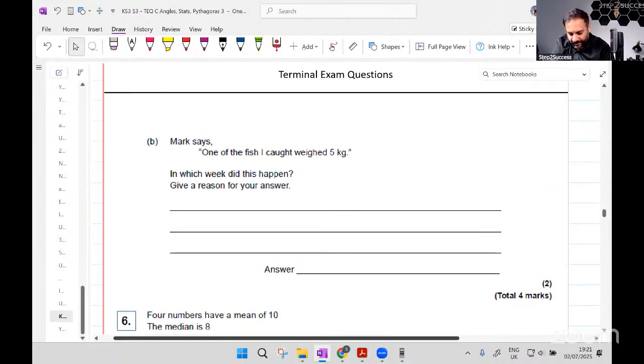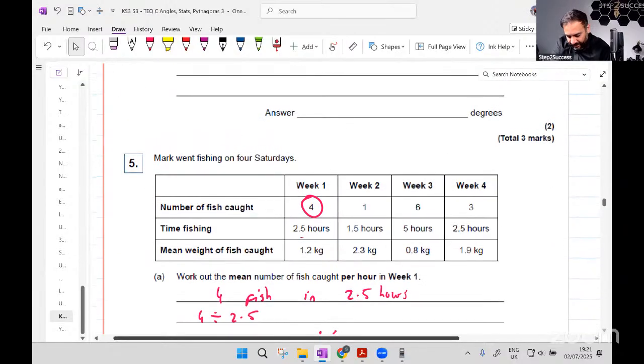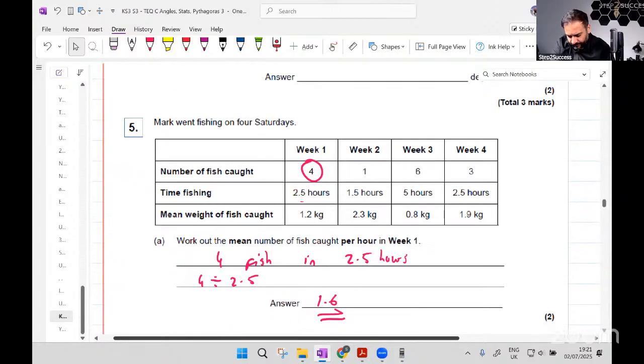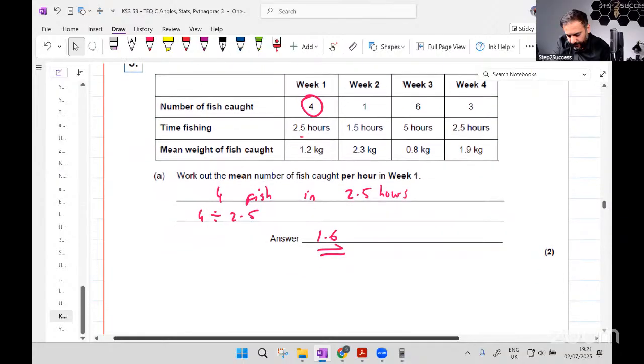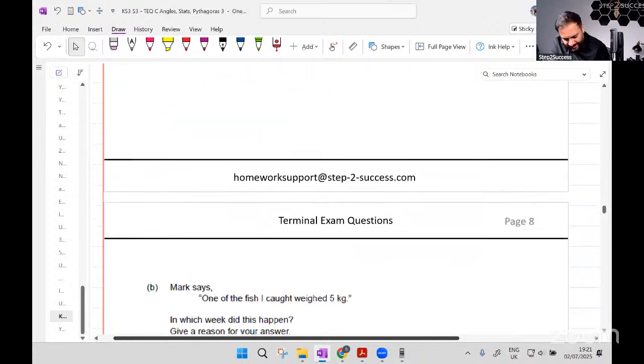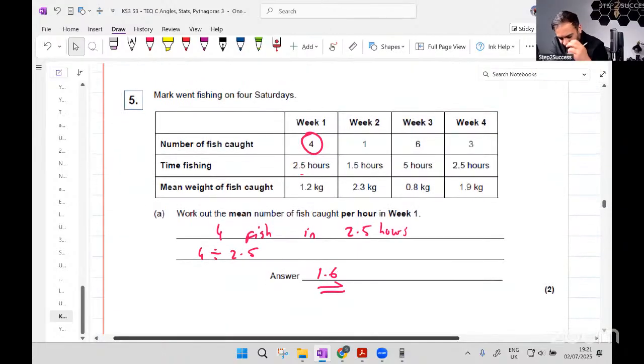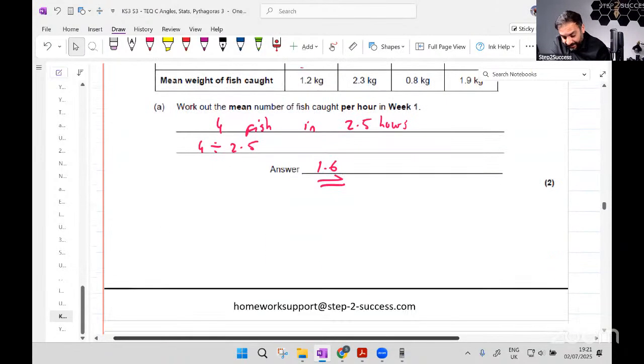And Mark says, one of the fish I caught weighed 5 kg. In which week did this happen? Give a reason. Well, the answer is week 4. Quite a difficult one, that. So what they're saying is in which week did you catch a fish that weighed 5 kg?